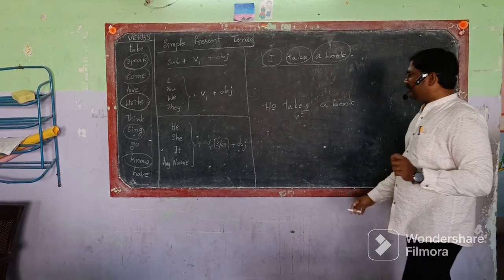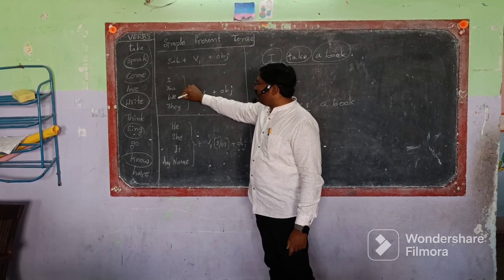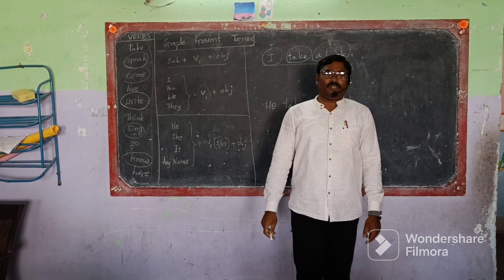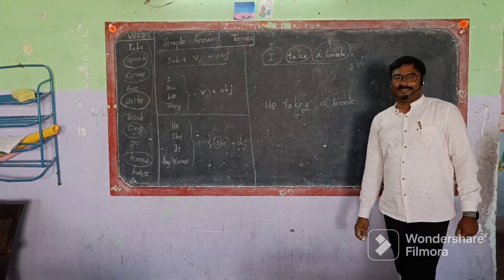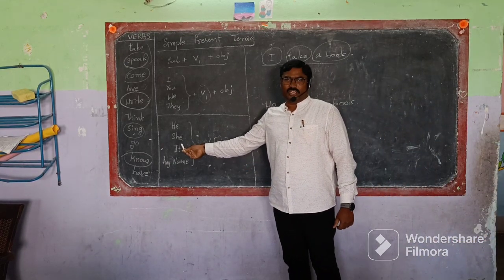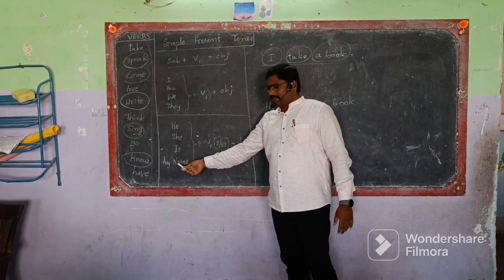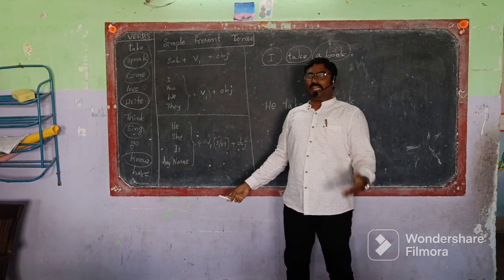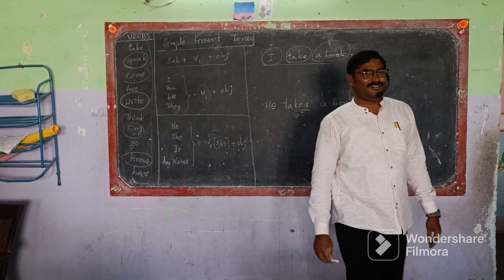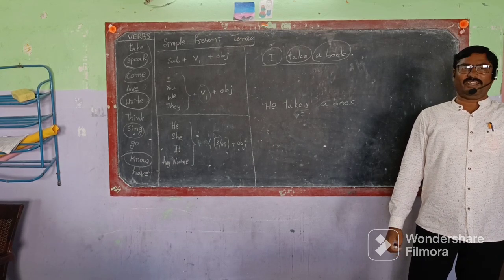Only we use es for he, she, it. So for I, you, we, they, we only use verb one. So I go to market. But when you talk about her, she goes to market. He goes to market. Like that, with any name, Nazia goes to market. You can say that. Come on, participate with different examples.